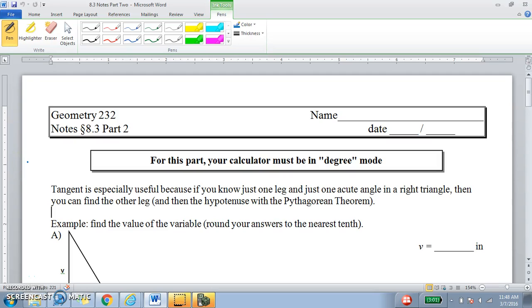This is Geometry, section 8.3, part 2. We are continuing with trigonometry.